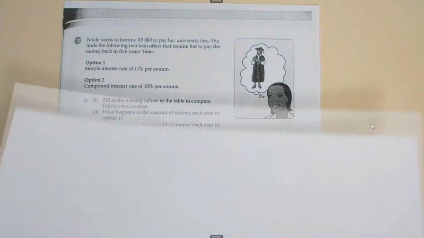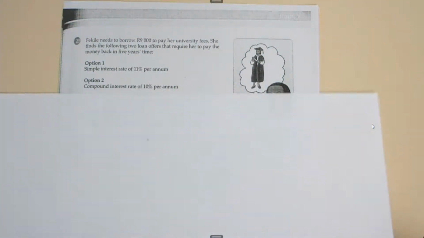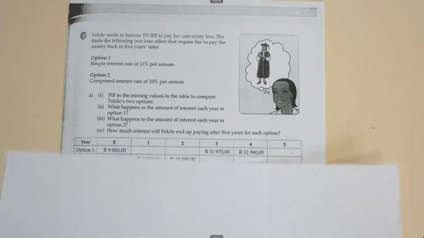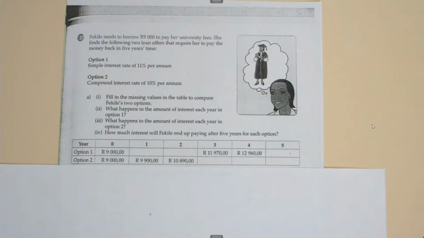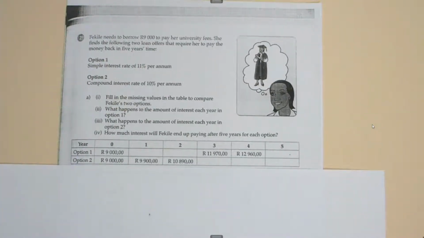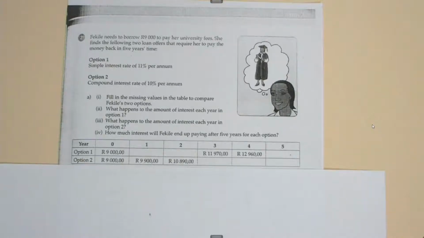So we look at the question that we are asked. So we have the table, because in grade 12 also we need to understand how to complete the table, and we must also be able to read from the table.